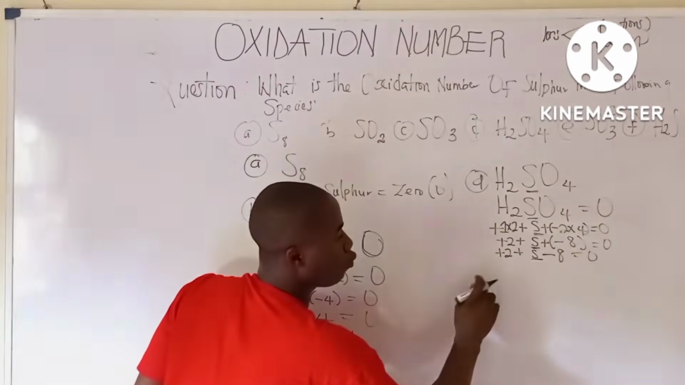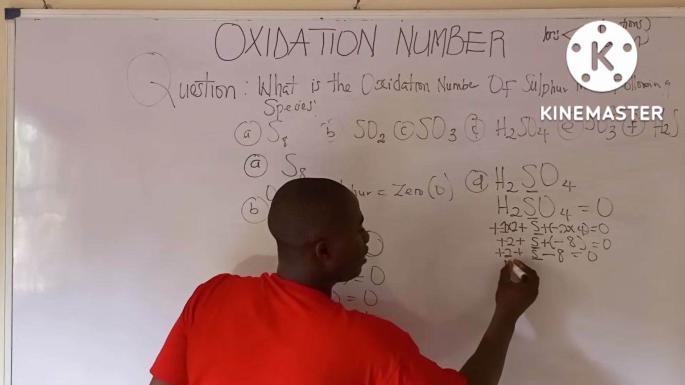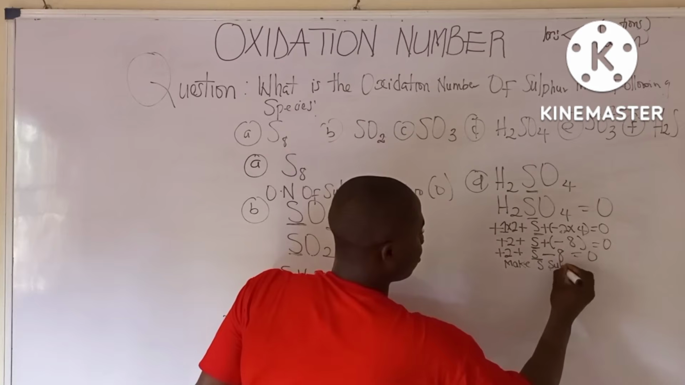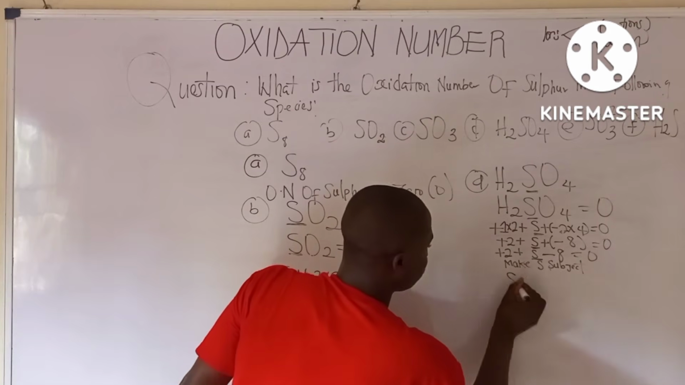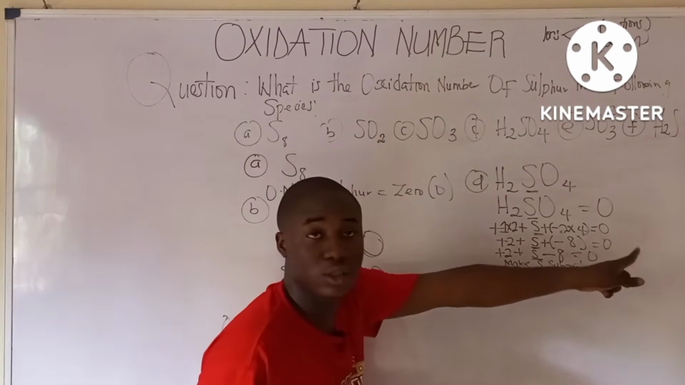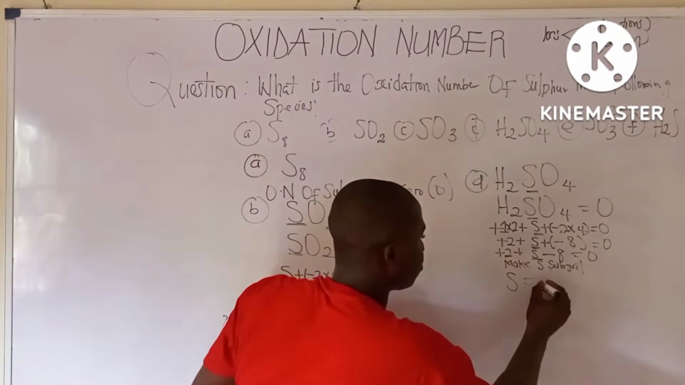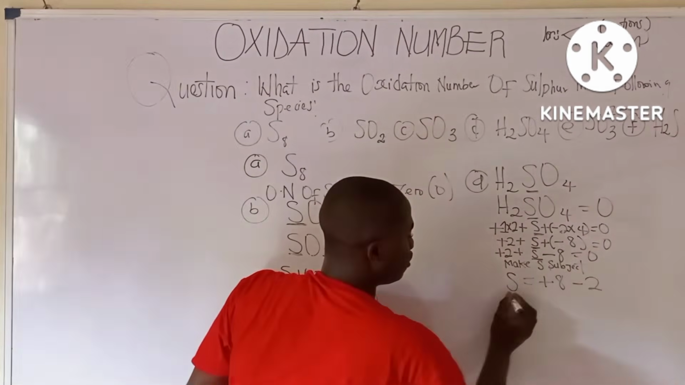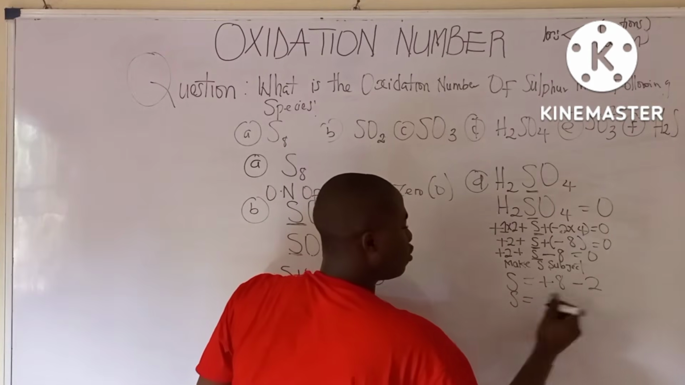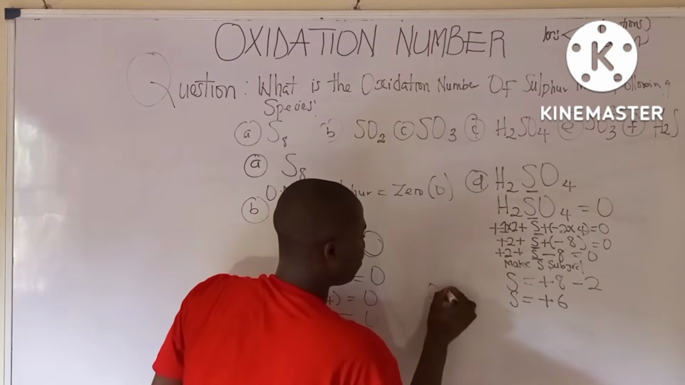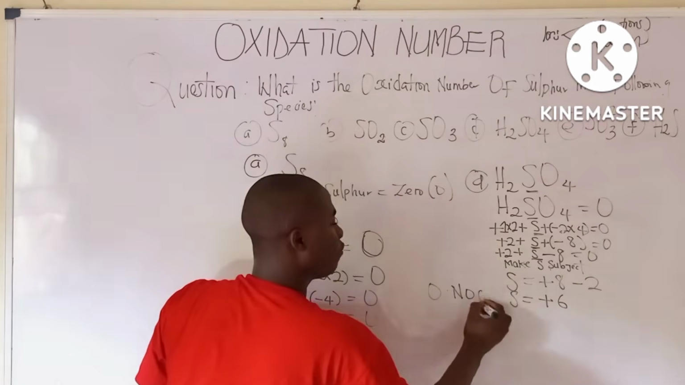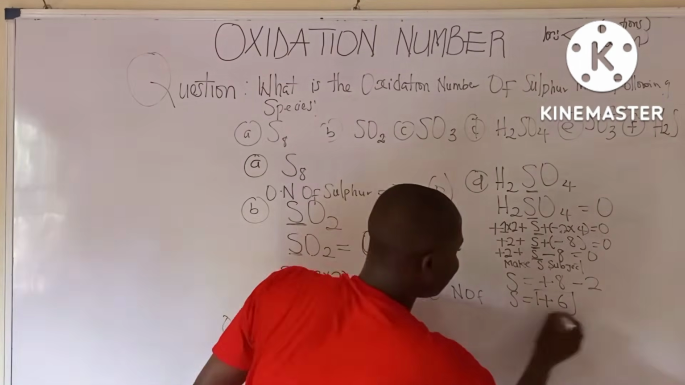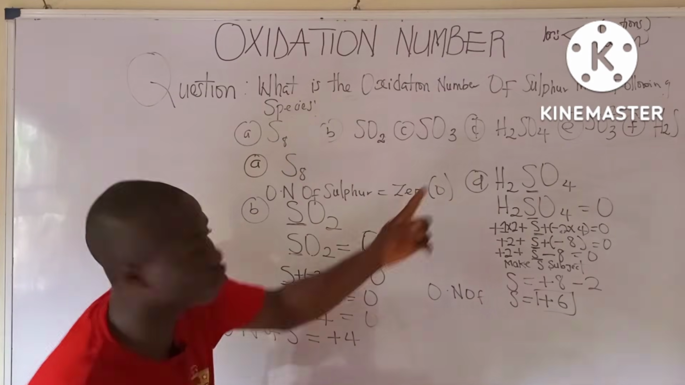So what becomes the next step? We make S the subject of the formula. So S will now be equal to -8 crosses the equality sign, becomes +8. So +8, minus +2 crosses the equality sign, becomes -2. So S will now be equal to +8 minus 2, that is +6. So it means that the oxidation number of sulfur in H2SO4 is +6. Take note of that. So let's quickly move over to E.